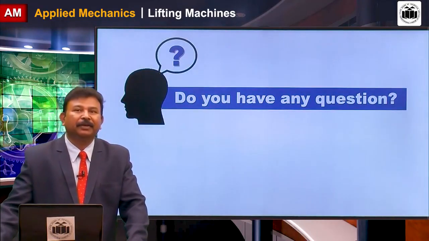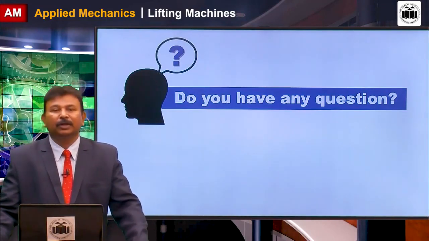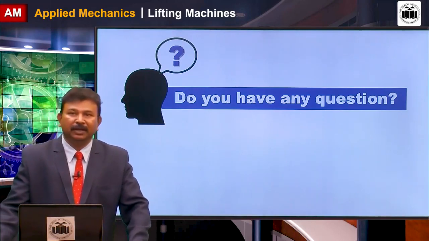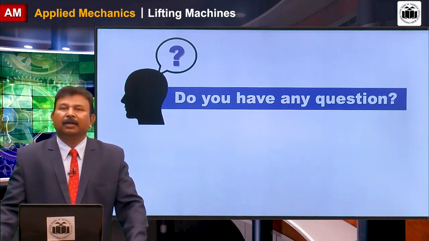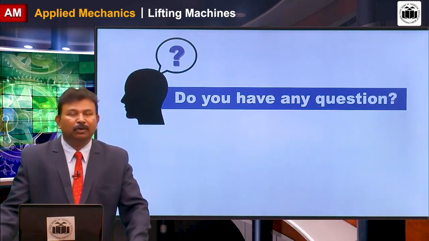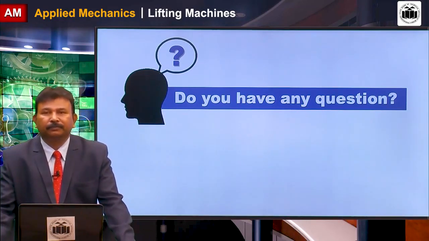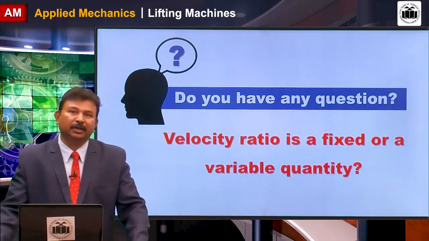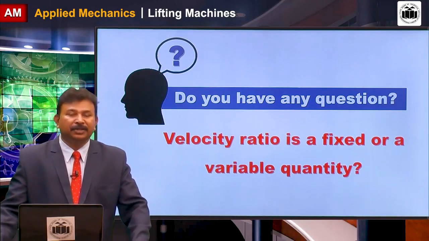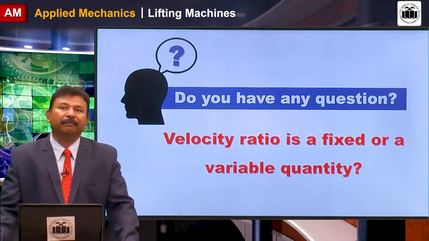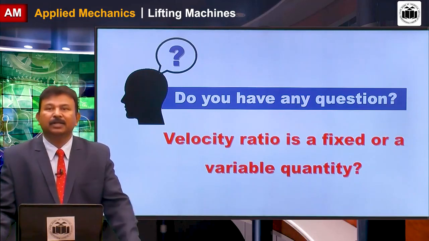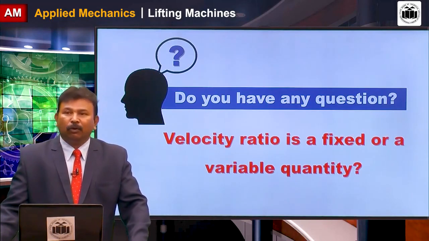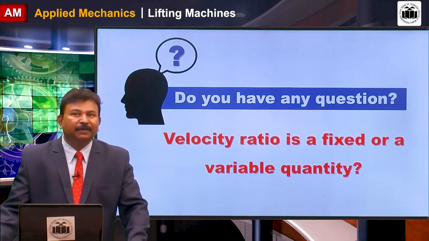Students, we finished second objective of the topic lifting machine. I hope you followed number of things, but still, do you have any question regarding objective number 2? Yes, I have a question. Velocity ratio is a fixed or a variable quantity? Very nice question. Indeed, it is expected. Velocity ratio is a fixed quantity. Why is it fixed? Because it depends upon geometry of machine. I hope you all followed my answer. Thank you.